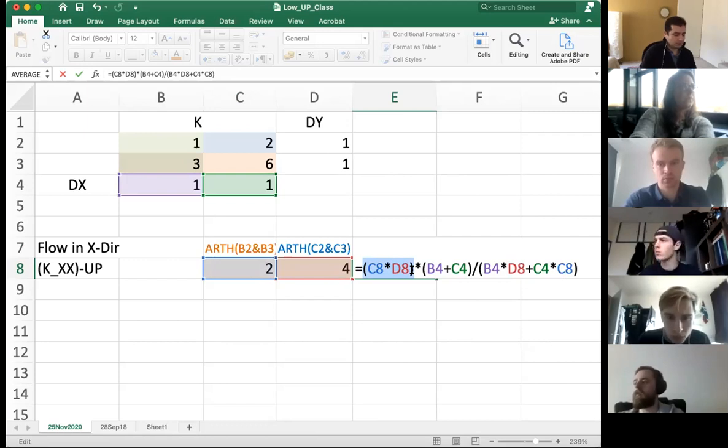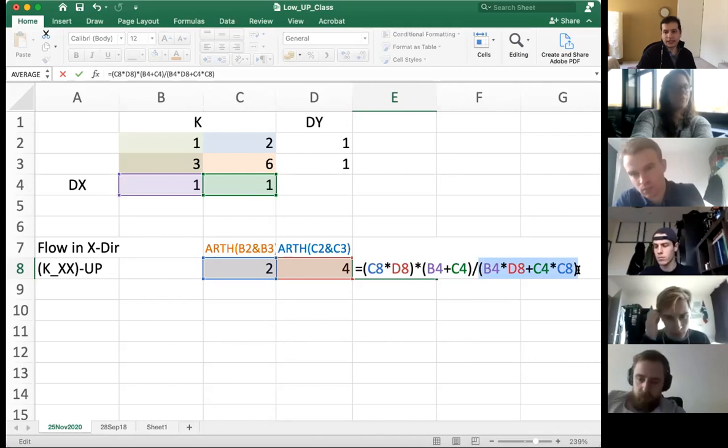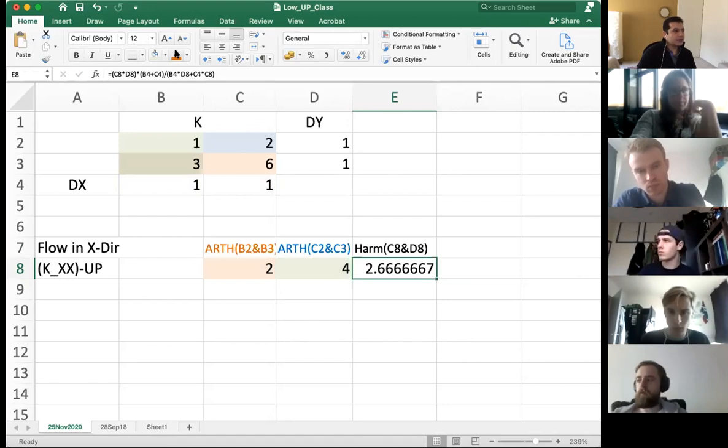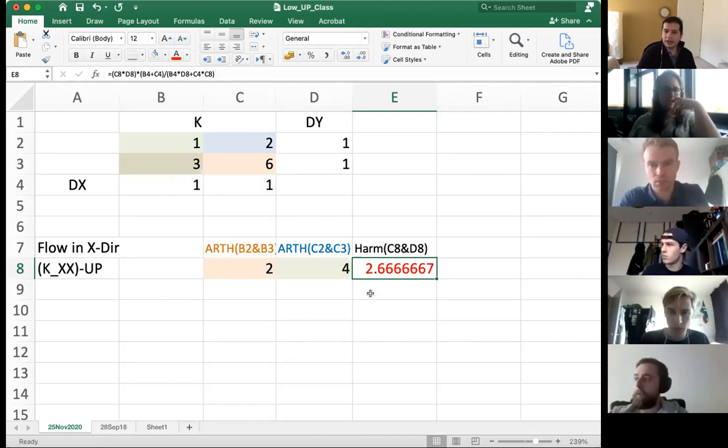And I'm going to enter. I can in fact even freeze my B because B's are dx, dy. So I can just use it, but I'm not gonna use it later on. So I'm gonna just keep it like that. C8 times D8 multiplied by summation of the length, total length divided by B4 D8, C4 D8. And if I click enter, I get the harmonic value. That is the final upper bound estimation of my formation value.